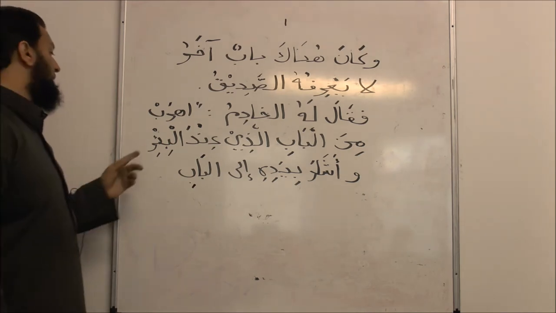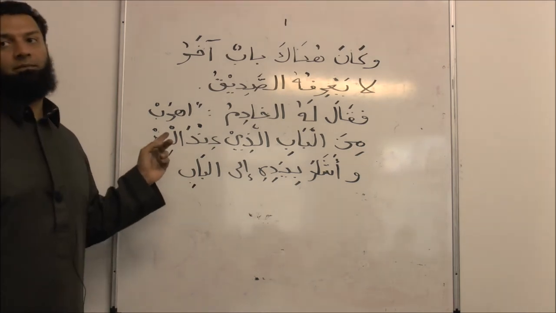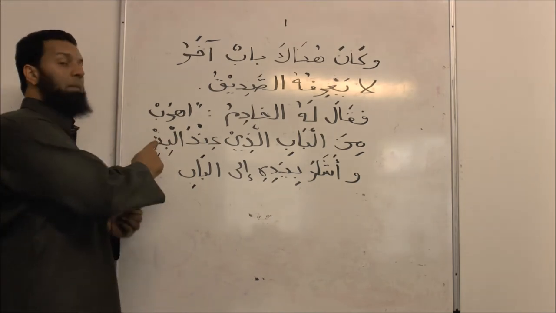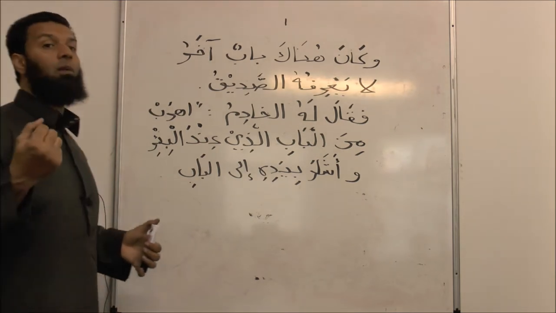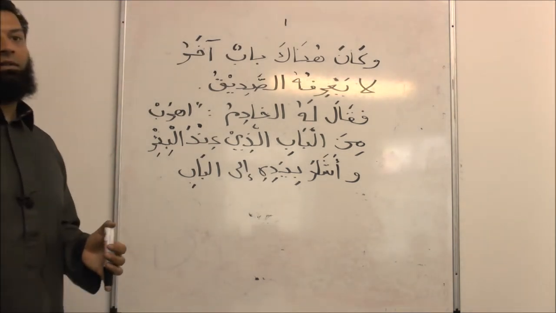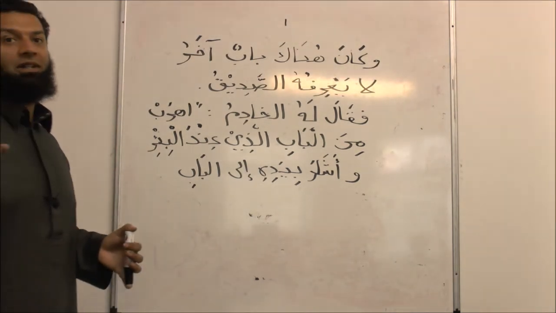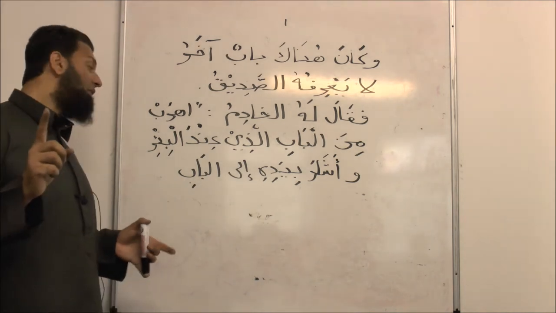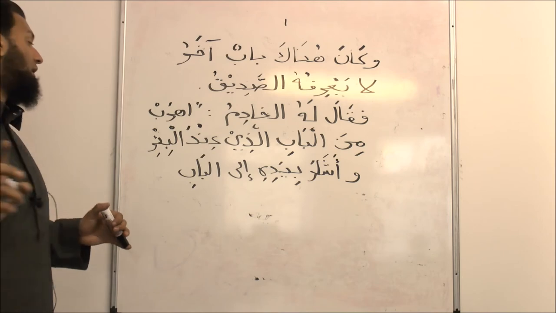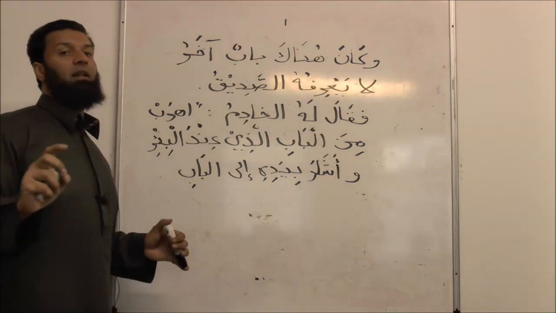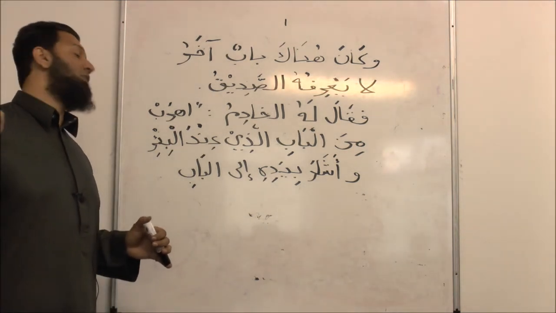Now what's interesting about this word bi'run is that bi'run, meaning a well, is a female word. It's not a tamarbuta, no tamarbuta, but it's a female word. And it occurs once in Al-Quran in Surah Al-Hajj.